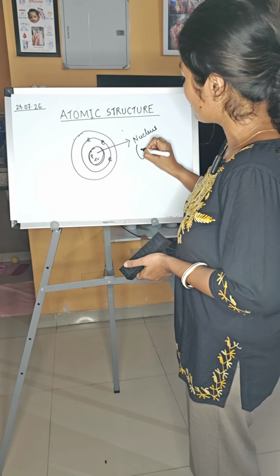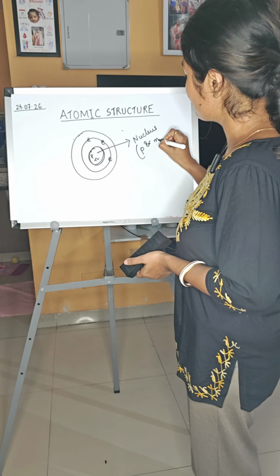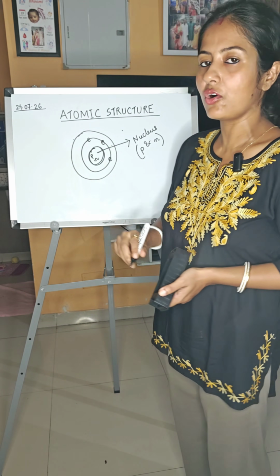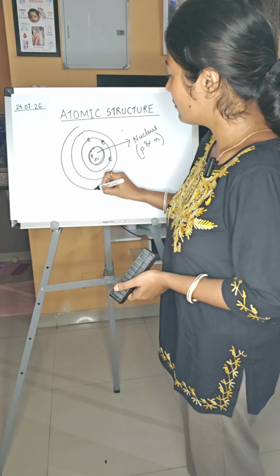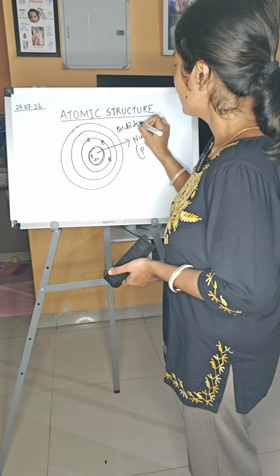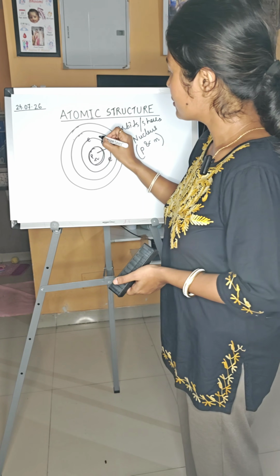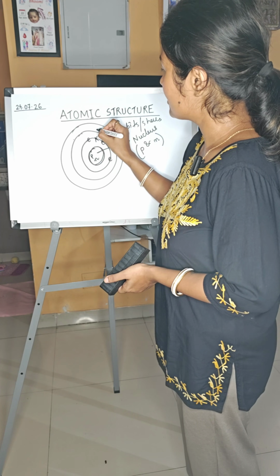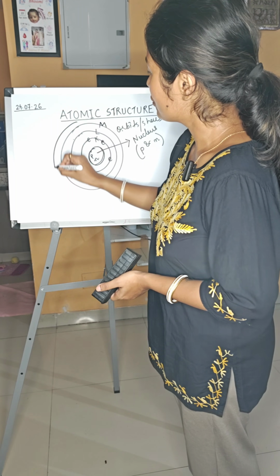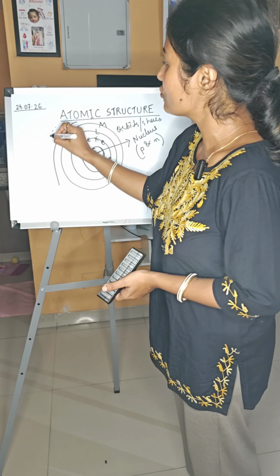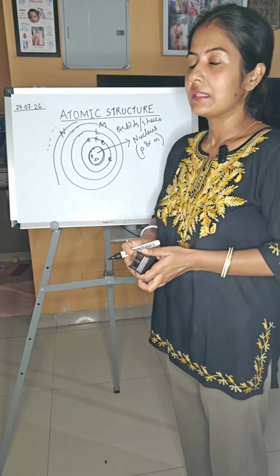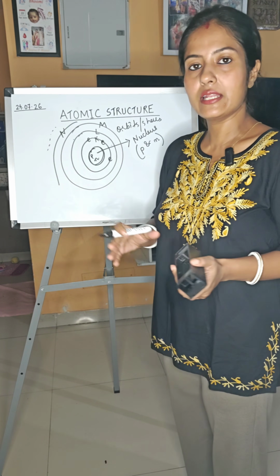So the nucleus consists of the protons and neutrons, and the electrons will be revolving around the nucleus in circular paths which are called orbits. Now these circular paths may be denoted as orbits or shells. The first shell is denoted by K shell, the second shell is denoted by L shell, third shell denoted by M shell, fourth shell will be denoted by N shell, and so on and so forth. So this is the basic layout of every atom. This is how the electrons will be arranged in an atom.